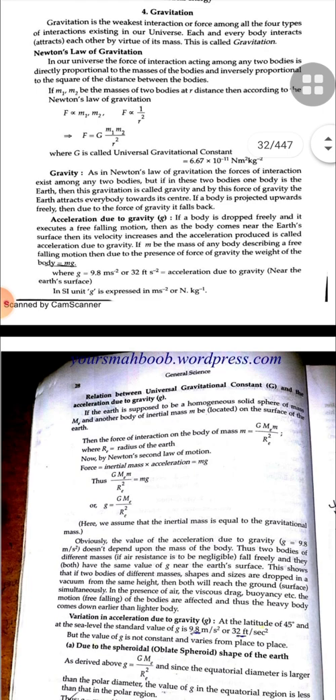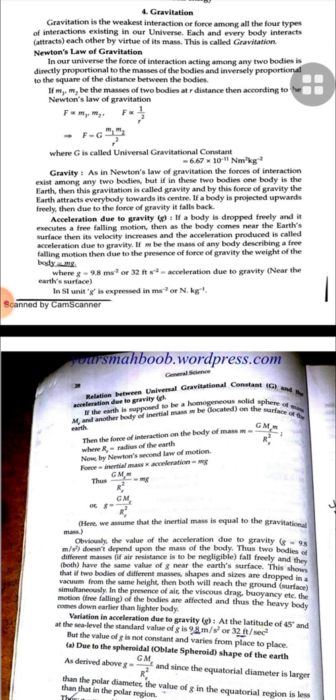Relation between the universal gravitational constant and the acceleration due to gravity. If the Earth is supposed to be a homogeneous solid sphere of mass Me and another body of inertial mass m is located at the surface of the Earth, then the force of interaction on the body of mass m is equal to G Me m by R square, where R is the radius of the Earth.